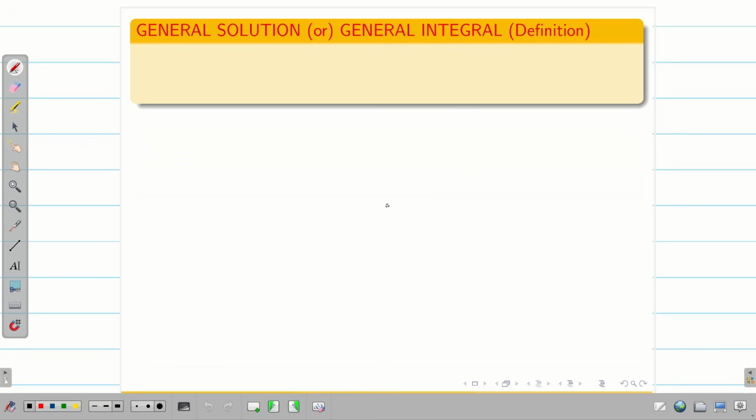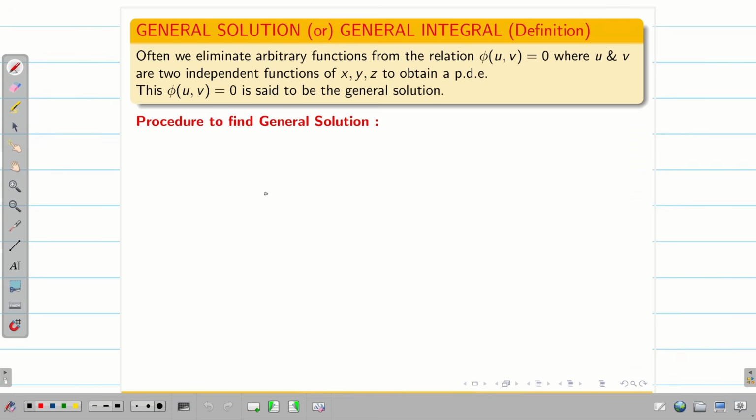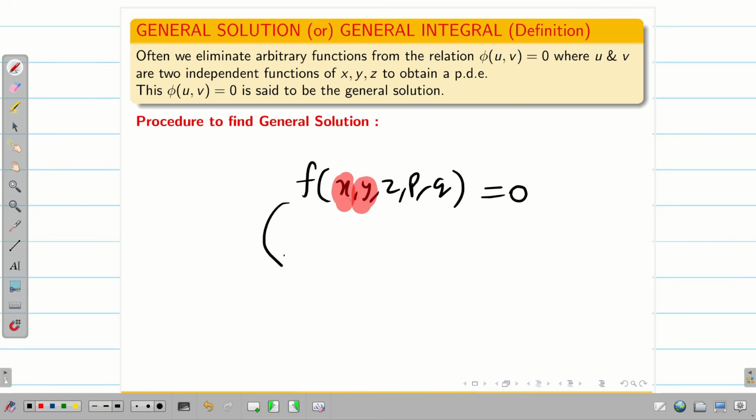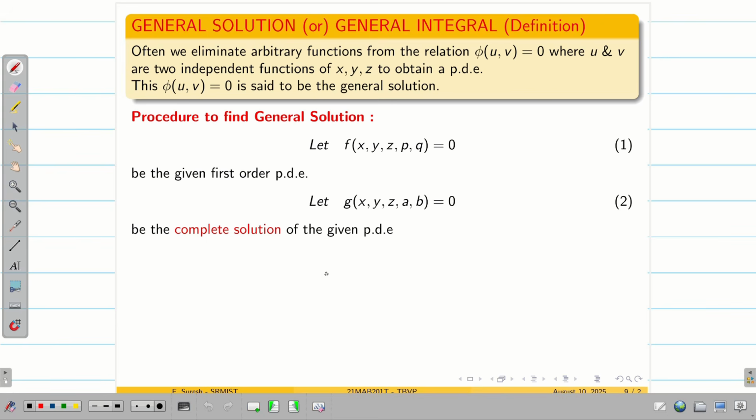Next, we are going to see how to find the general solution. For this, we know the first order PDE is of the form f of x, y, z, p and q. Here it has 2 independent variables x and y. Therefore, my complete solution is some g of x, y, z, a and b. Now to find the general solution, I have to reduce these arbitrary constants to 1. Suppose I take b equal to phi of a or a equal to some psi of b. Either you write a in terms of b or b in terms of a and then substitute in equation 2, we get a new equation 3.